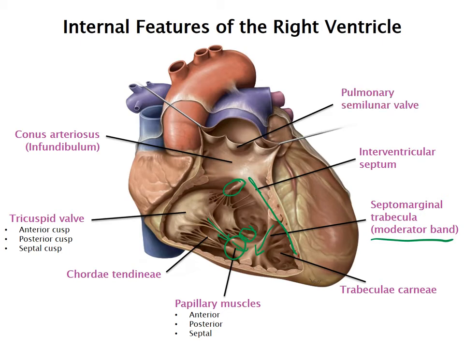And lastly, the pulmonary semilunar valve is at the apex of the conus arteriosus. This valve prevents the backflow of blood into the right ventricle once blood has entered into the pulmonary trunk.